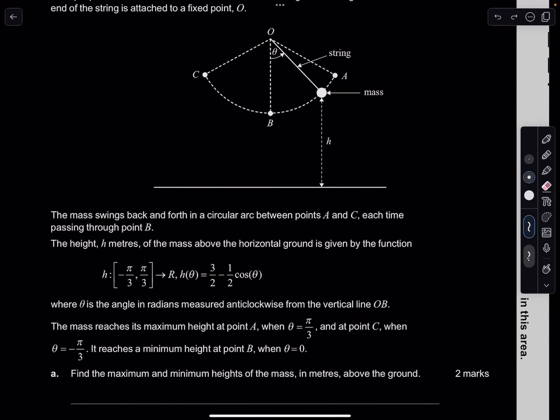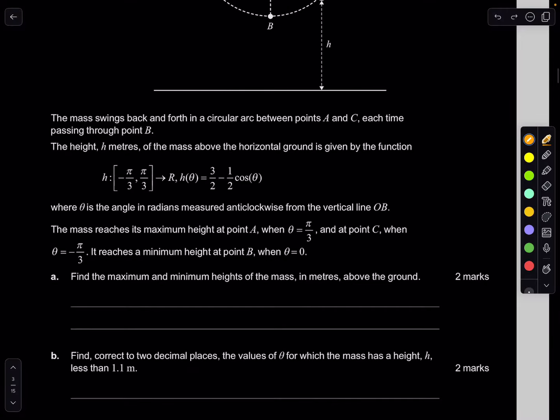You can see that at A and C, they should be the same height values. Because of the symmetrical properties, these are your maximum heights, the heights at which it's the greatest. Whereas B, of course, is the smallest height. You can see this height here is quite small. It's the lowest height.